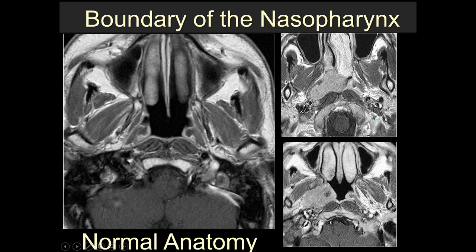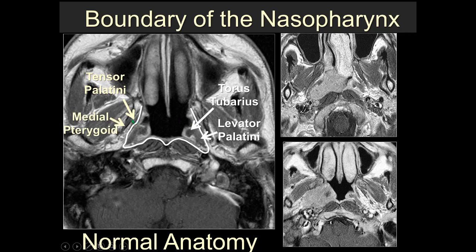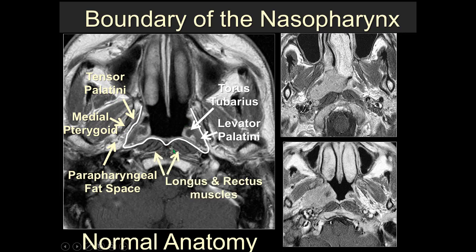What about when it's spread outside? Well, you just need to know the margins of the nasopharynx. So this is the fascia coming around here. And inside we've got the levator palatini muscle. We've got the swelling of the cartilaginous tube, the torus tubarius. Anterior is the eustachian tube orifice. And then everything else is outside. So we've got the tensor palatini muscle outside, the medial pterygoid muscle, the parapharyngeal fat space, and the lateral pterygoid muscle out here. And then at the back, we've got the longus and rectus muscles. So once it's gone past this line, it's spread outside.